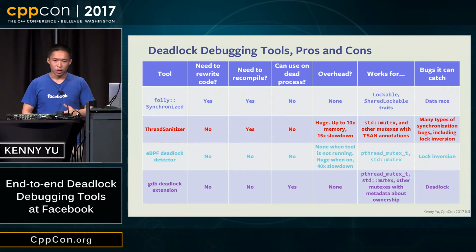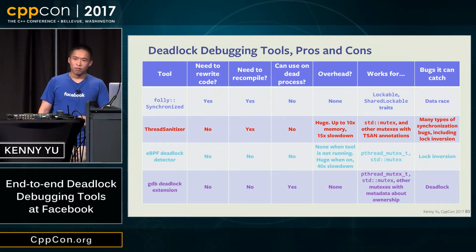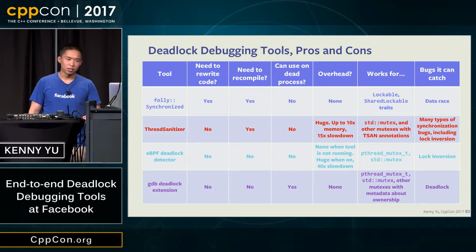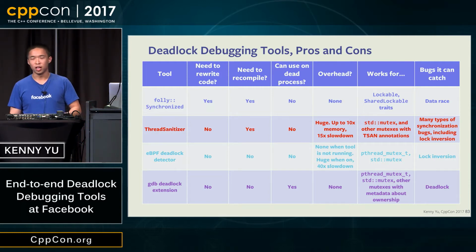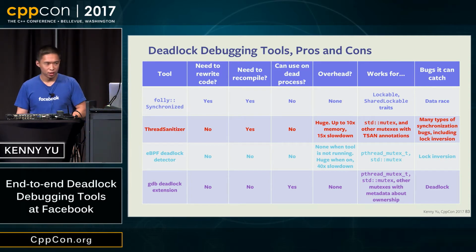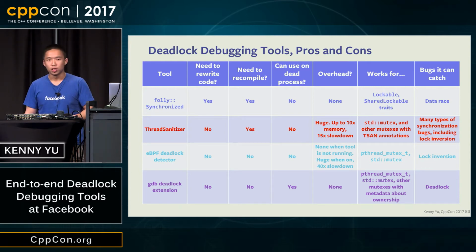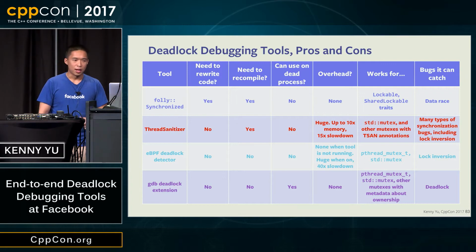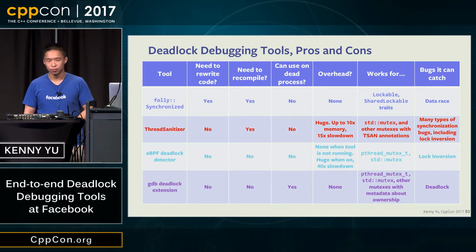And then finally, what kinds of bugs can it catch? Folly Synchronized is meant to prevent data races, but its API encourages smaller critical sections, thereby reducing risk of deadlocks. TSAN can find many types of synchronization bugs, so you get the most bang for your buck there. Our BPF tool can detect lock inversions or potential deadlocks in a running process. And our GDB tool can actually find you the deadlock if one occurs.